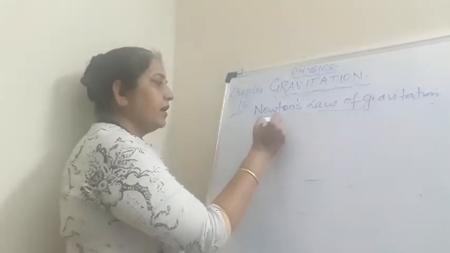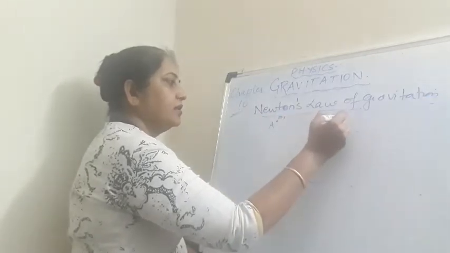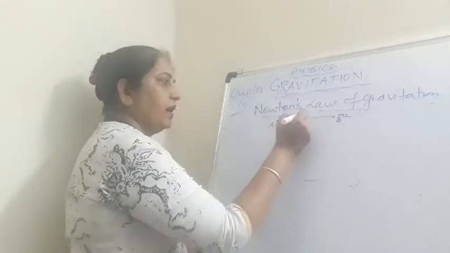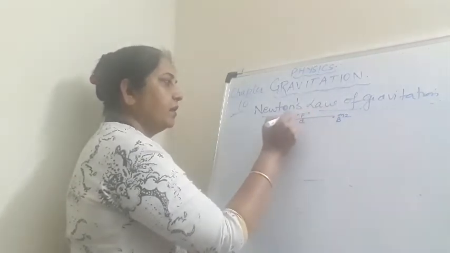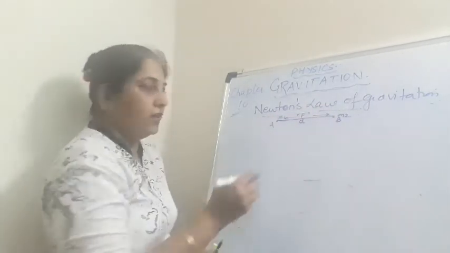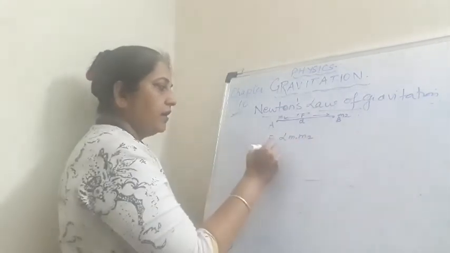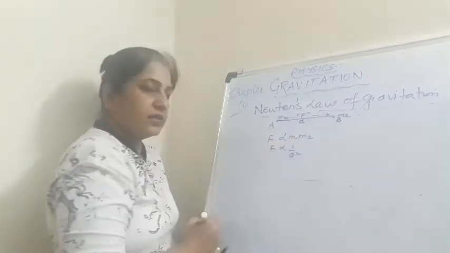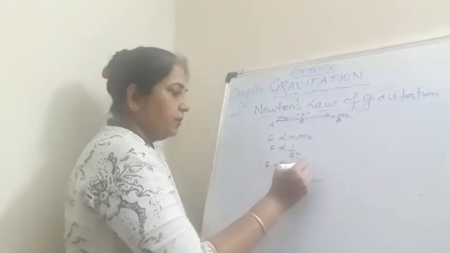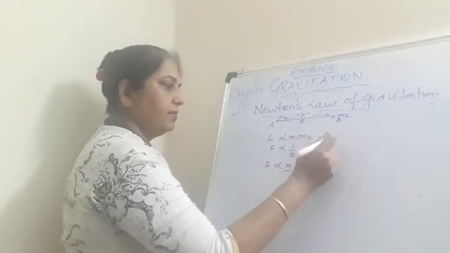First you can draw the diagram also: A has mass m1 and B has mass m2. Both of them are separated by distance d, and the force acting between them is capital F. So we can write F is directly proportional to the product of the masses, and F is inversely proportional to the square of the distance between them. When we combine, we write F is directly proportional to m1 m2 upon d square. This is one part and this is the second part, two parts.